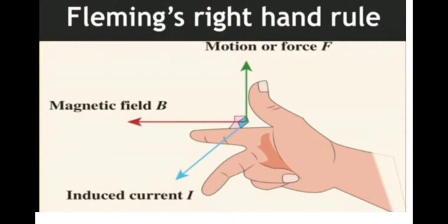Fleming's right hand rule. Stretch the thumb, forefinger, and middle finger of your right hand mutually perpendicular to each other. If the forefinger indicates the direction of magnetic field and the thumb indicates the direction of motion of the conductor, then the middle finger will indicate the direction of induced current. Fleming's right hand rule is also called the generator rule.